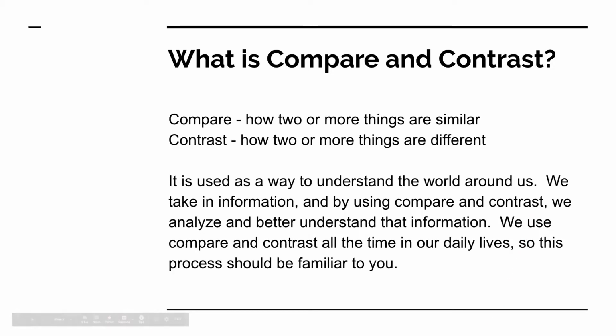Okay, so what is compare and contrast? When you compare two things, or two or more things, you're looking at the ways they are similar. When you contrast, you're looking at how they are different. And we use this as a way to understand the world around us. We're taking in information, and one way to analyze that information is to look at the ways that things are similar and the ways that things are different. And that's how we begin to better understand information. So we do this all the time. This should not be unfamiliar to you guys. You're probably doing it constantly, looking at ways things are the same, things are different, and that's how we process information.